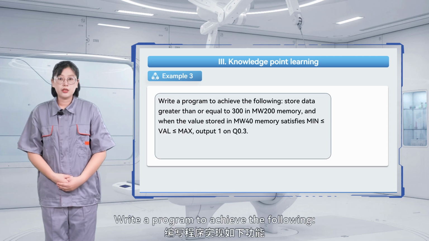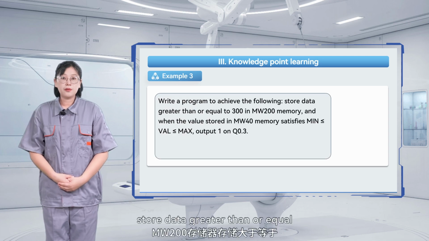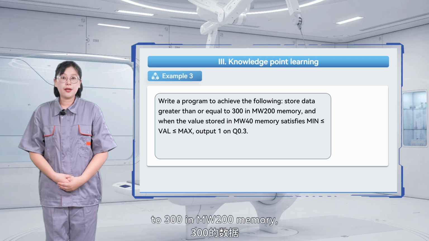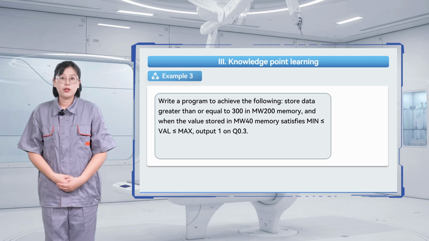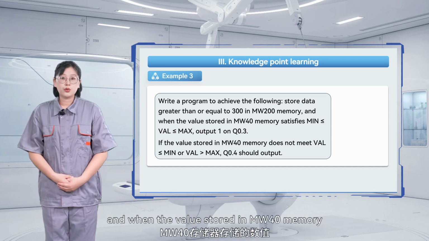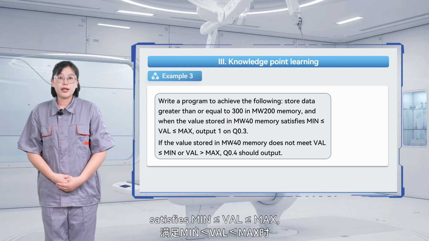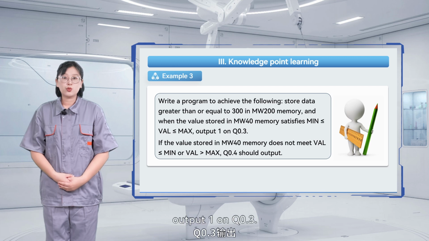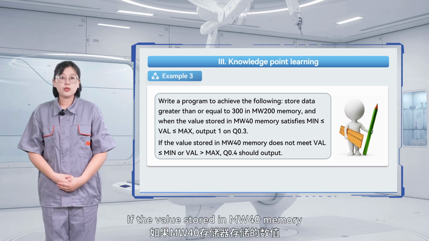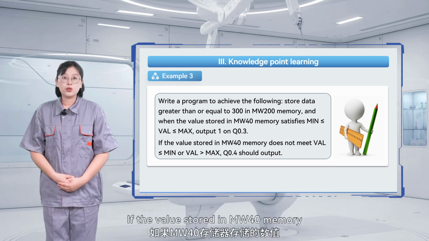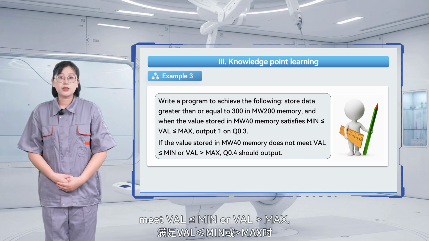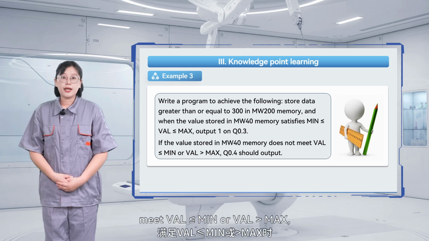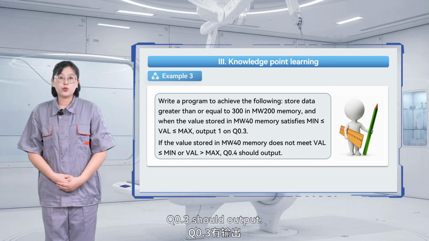Write a program to achieve the following. Store data greater than or equal to 300 in MW200 memory, and when the value stored in MW40 memory satisfies MIN less than or equal to VAL less than or equal to max, output 1 on Q0.3. If the value stored in MW40 memory does not meet VAL less than or equal to MIN or VAL greater than max, Q0.3 should output.